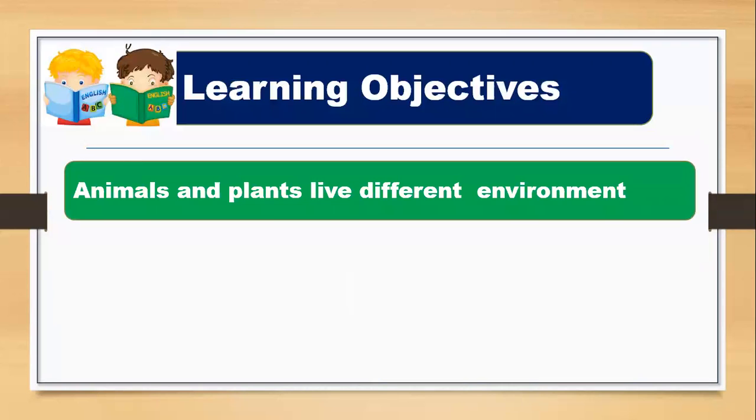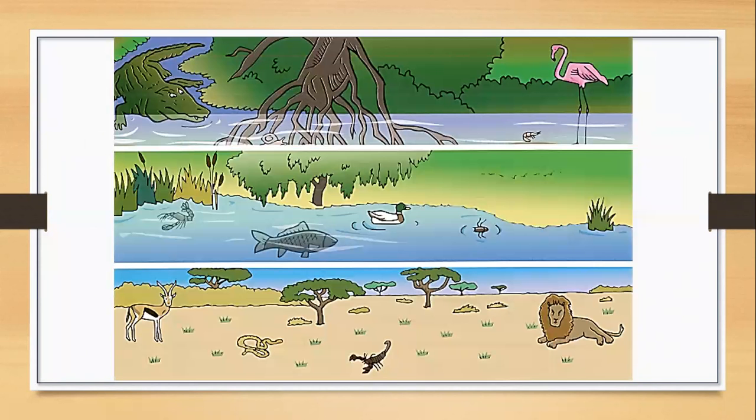Today we discussed and learned that animals and plants live in different environments. Yesterday we talked about what animals and plants are, so you know the difference between animals and plants. Here is the picture in your learner's book. As you can see, yesterday you told me the names of different animals.